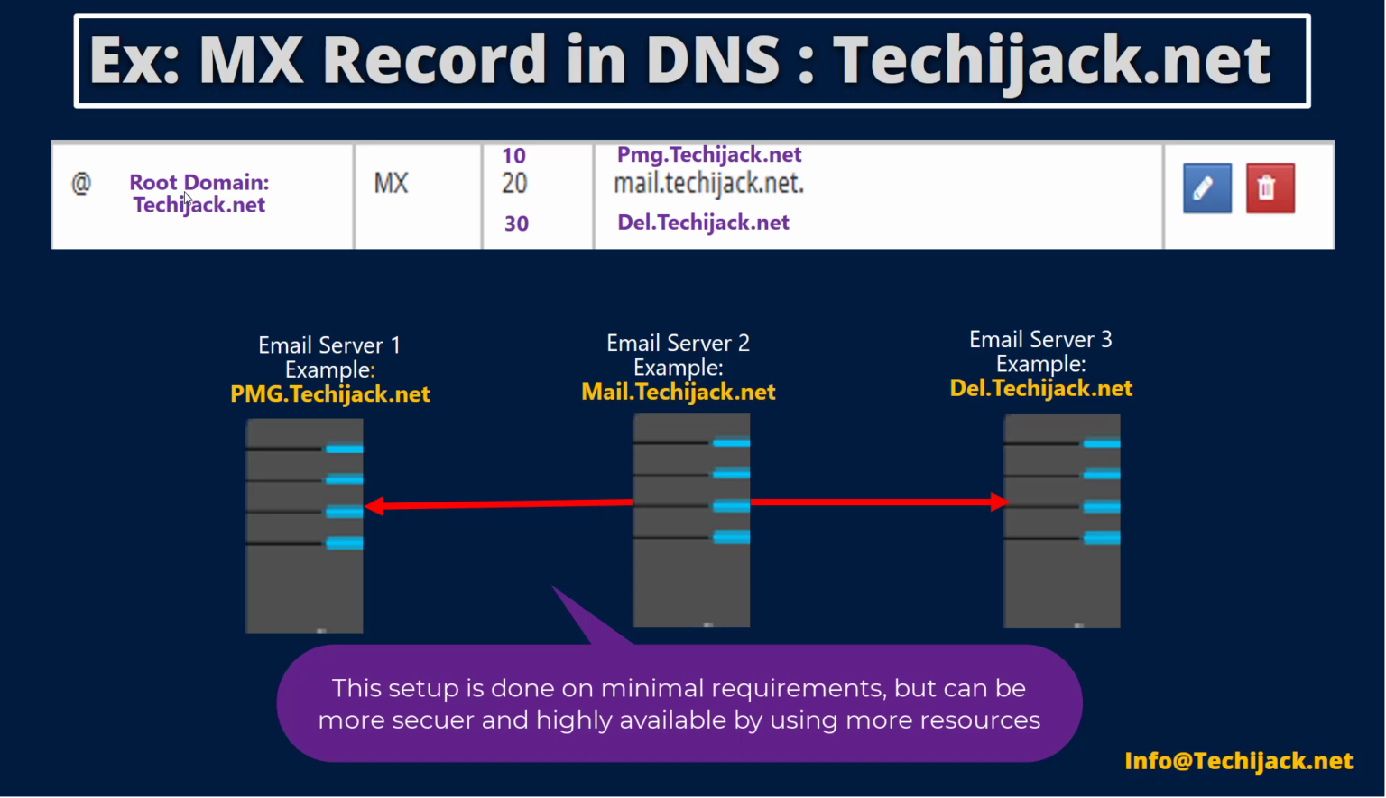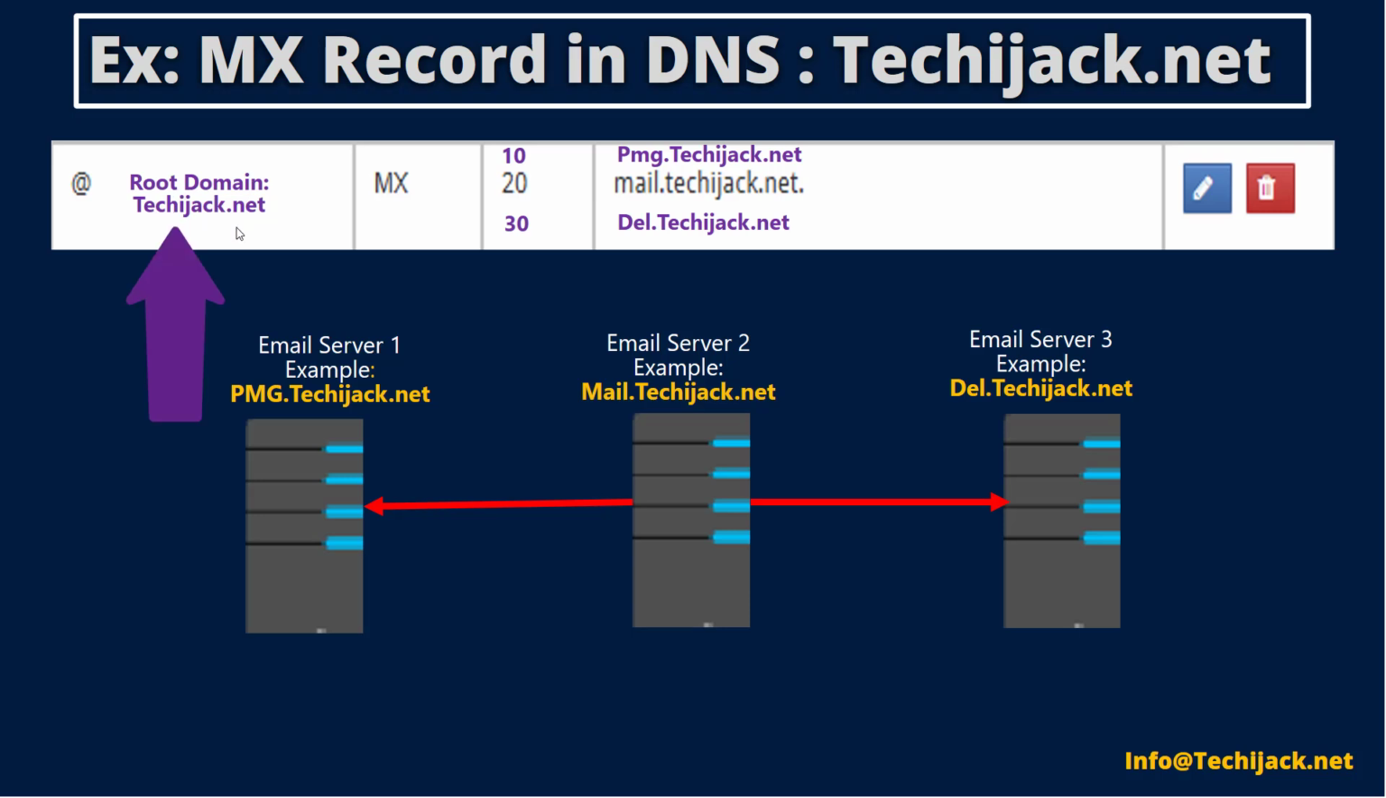Here, if you see the example, the root domain is techijack.net, and we have 3 MX records. One is pmg.techijack.net, the other one is mail.techijack.net, and the third one is dell.techijack.net. And the 10, 20, 30 are the priority. That means the lowest number means the highest preference, and the highest number means the lowest preference.